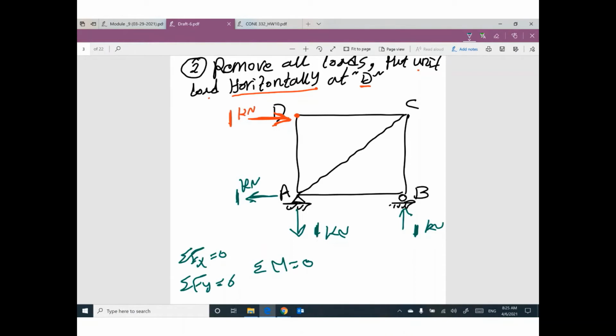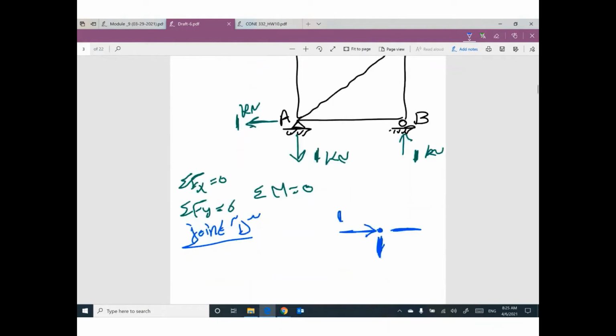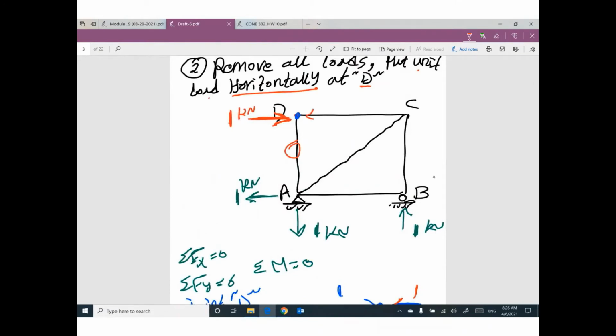So we have reactions. After you are done with the reactions, go ahead and consider joint D. What do you have at joint D? We have horizontal load 1, we have a horizontal member and a vertical member, nothing else. If you apply summation Fx equals 0 and summation Fy equals 0, this force will be 1, this force will be 0. So this one will be 0, this one will be compression 1. Compression means negative.